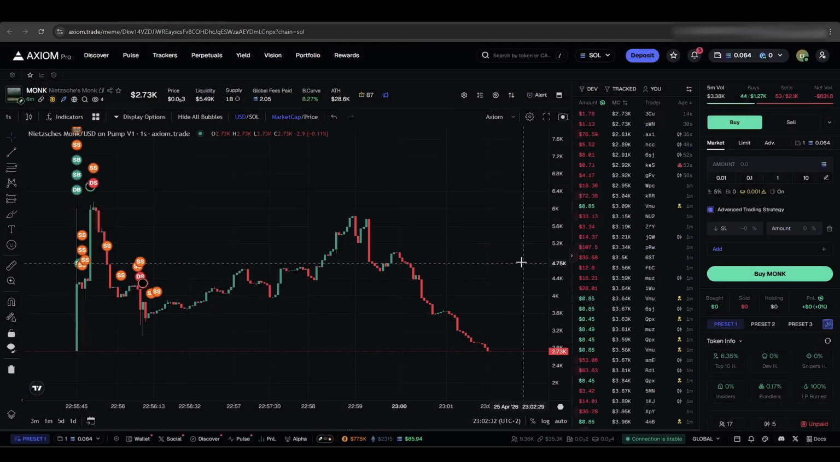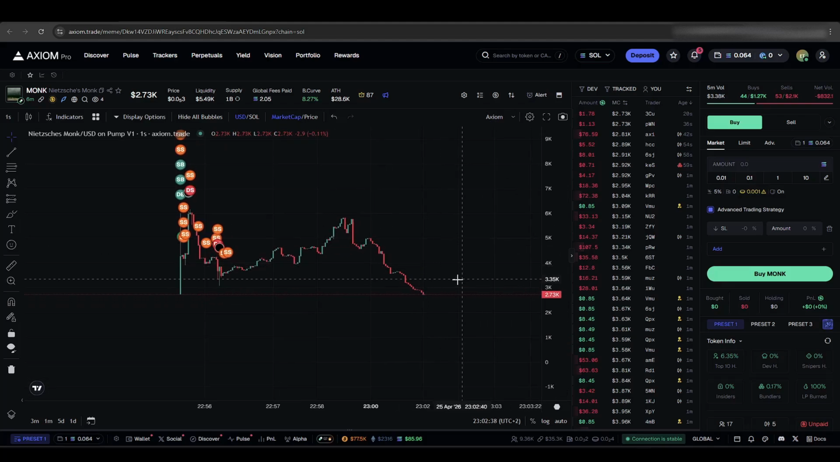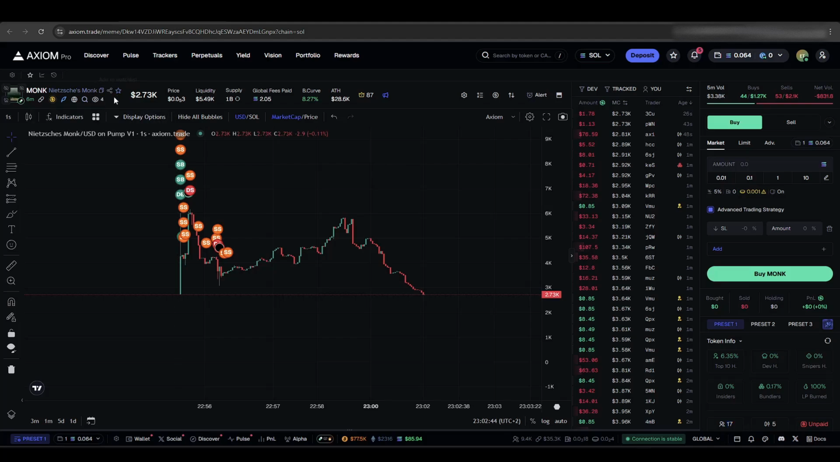Let's remove it. Okay, you see this is pretty slow, not much happening here. So this coin is pretty much already done. I would not buy it. Only 17 holders, which is really low. Only 4 people watching. So you can pretty much close this one out. This one is not going to go anywhere.